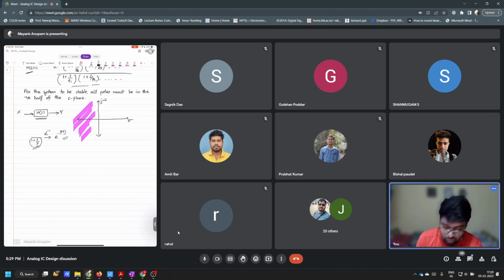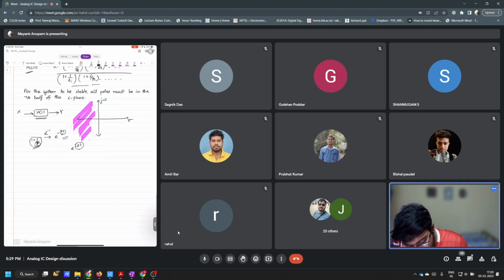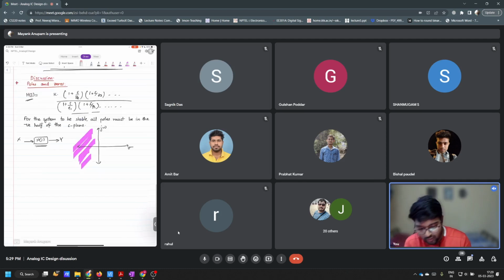So if the denominator here, this p, becomes negative somehow, then e to the power minus pt will become positive, isn't it? If p is less than 0, then this will simply rise exponentially, right? So the system becomes unstable. So basically you only have the constraint on poles and not on zeros.